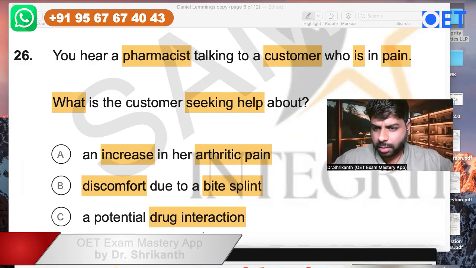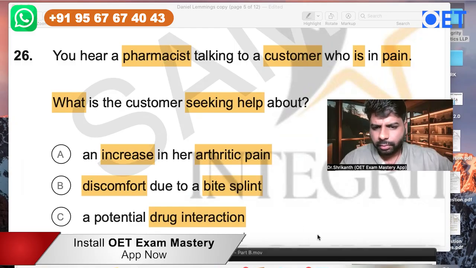Yes, I've had a bite splint at one time, but, well, it never really helped. Well, I'd recommend seeing someone about it again because this can become a chronic problem. Okay, you're probably right. Thanks so much.